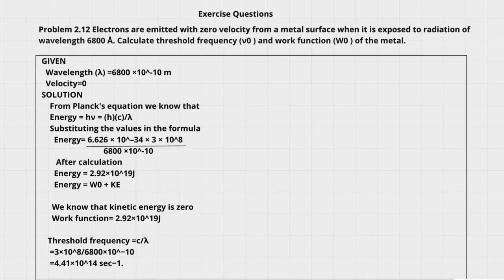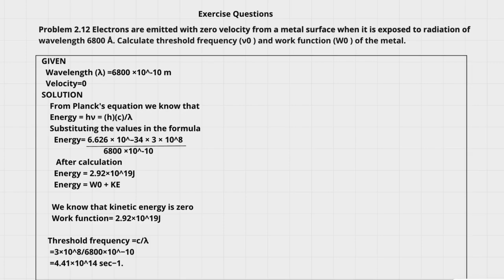Problem 2.12: Electrons are emitted with zero velocity from a metal surface when it is exposed to radiation of wavelength 6800 Å. Calculate threshold frequency, ν0, and work function, W0, of the metal. We have the following given values. Wavelength is equal to 6800 × 10^-10 m. Velocity equals 0. Solution. From Planck's equation we know that energy equals hν equals hc/λ.